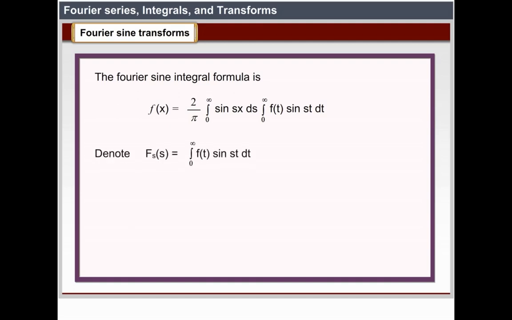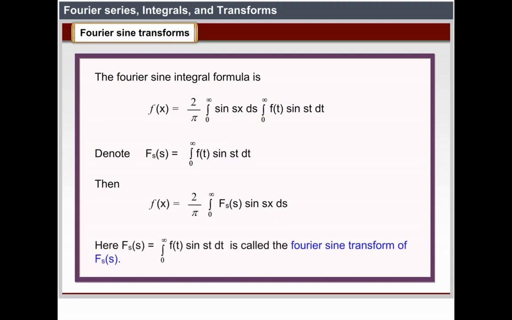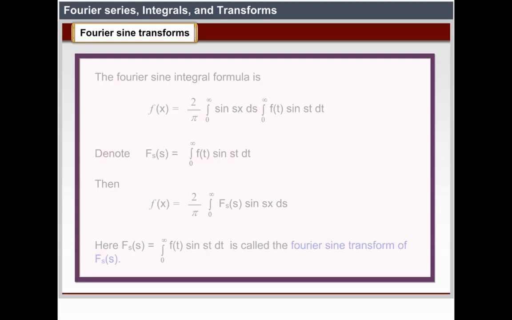Denote capital Fs of s equal to integral 0 to infinity f of t into sin st into dt. Then f of x equal to 2 by pi integral 0 to infinity Fs of s sin sx into ds. Here Fs of s, that means capital Fs of s equal to integral 0 to infinity f of t into sin st into dt, is called the Fourier Sine Transform of f.